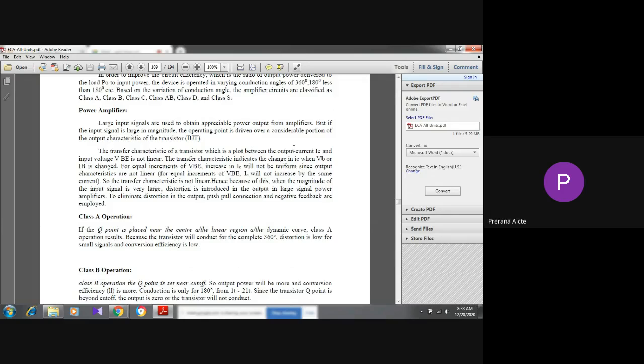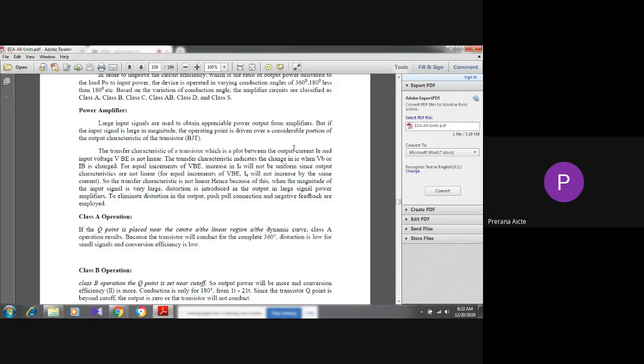Okay. So class A means the Q point is placed near the center of the linear region of the dynamic curve. That means the Q point position is at the center of the DC load line, and the conduction angle is 360 degrees in class A. So the distortion is low for small signals, and conversion efficiency is also low.